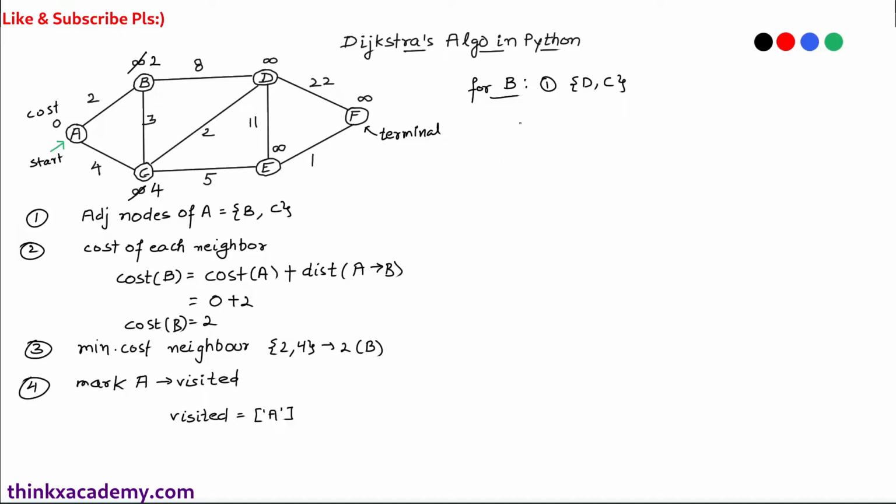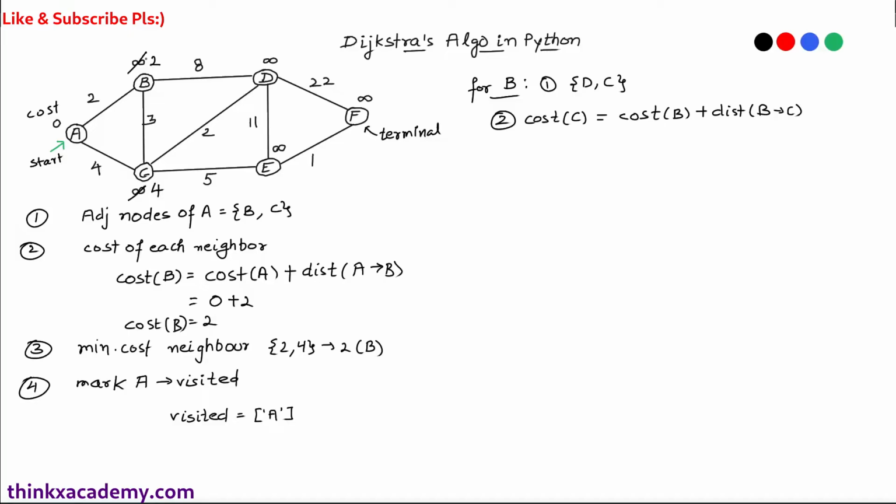Once we have added it, we are not going to consider it as a neighbor of B because we have already calculated the cost for that. So now these two, D and C, are the neighbors of B. Now we need to move to step number 2, which is to find the cost of C and the cost of D. So the cost of C is calculated as cost of B plus distance from B to C, a very simple formula.